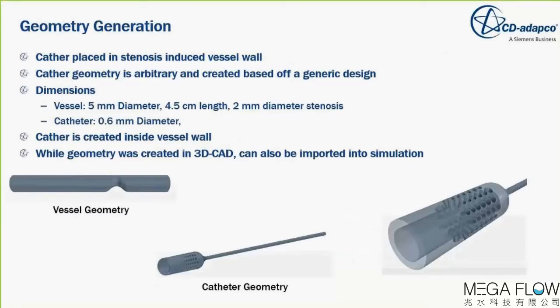So just to go over the geometry, a catheter is placed in a stenosis-induced vessel wall, as you can see from the vessel geometry image. The catheter geometry is based off a generic design. It's not based off any specific design, and just some of the dimensions are listed. And as mentioned, it's created inside the vessel wall, and this was created using our in-house 3D CAD software, but to express the idea of these twin models, you can import your own geometry into the simulation as well from third-party software.